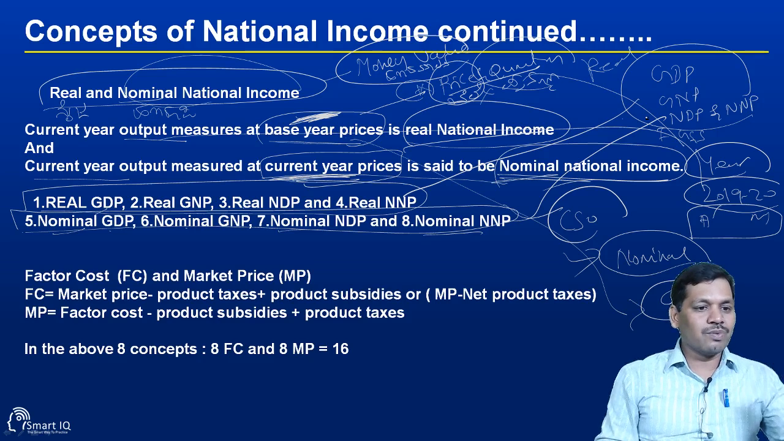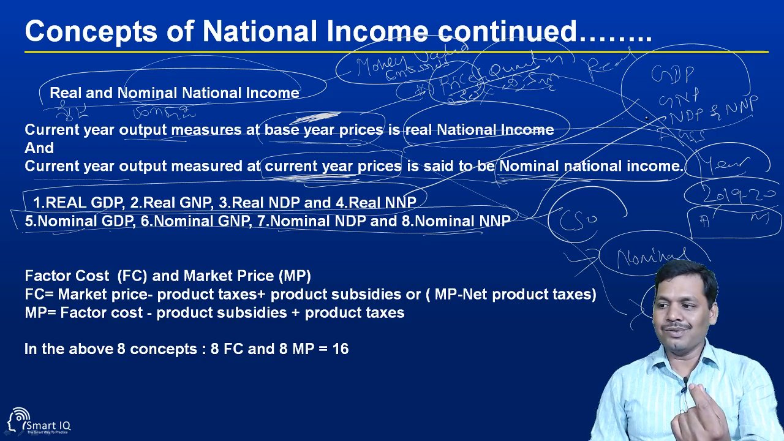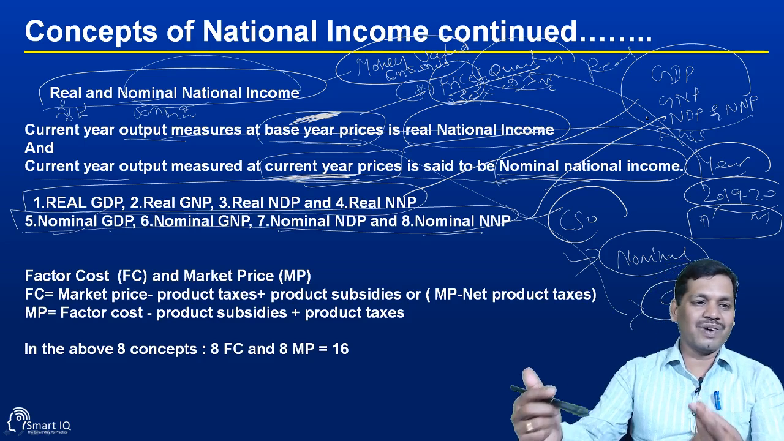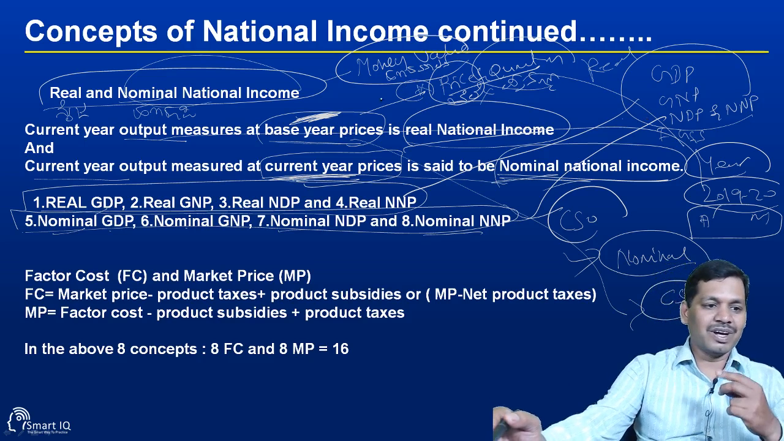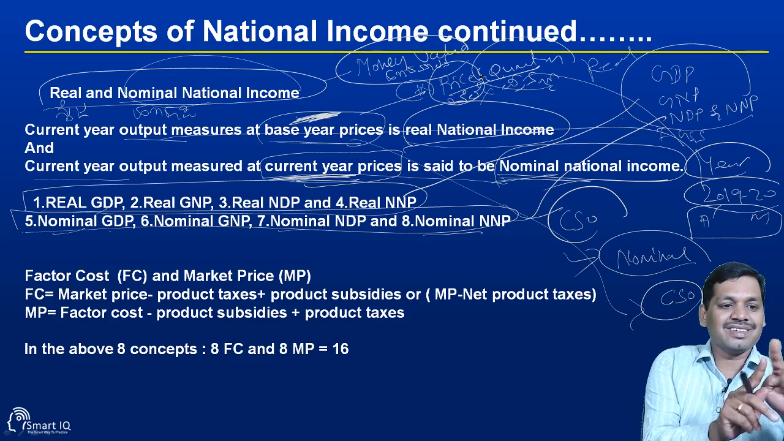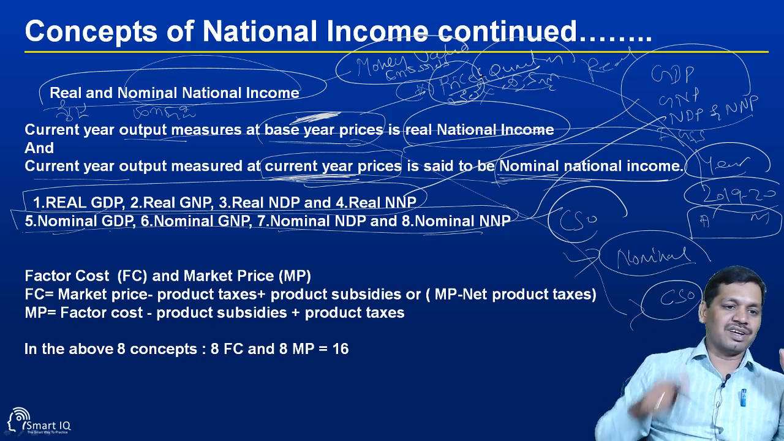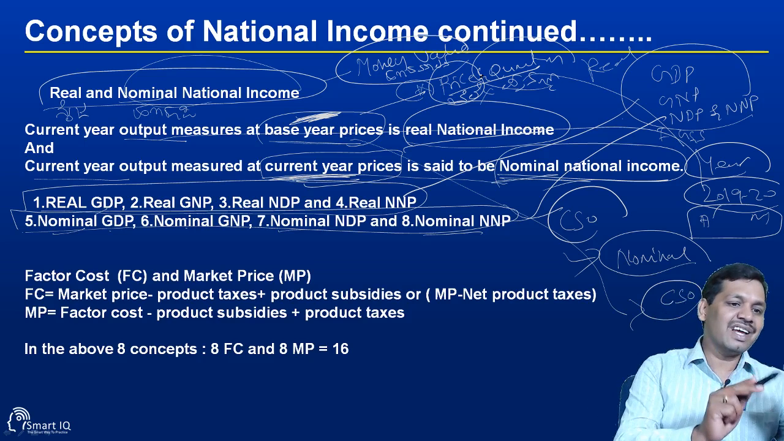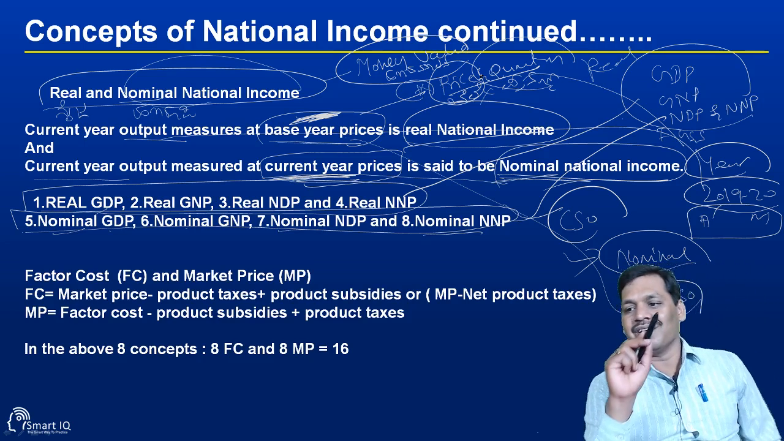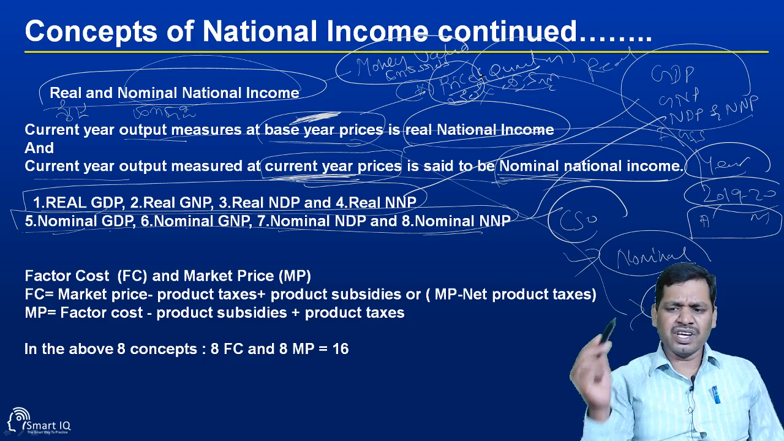So, the 4 buzzwords which I told you. The first one, your money value, price into quantity. Just within that price I am making the difference. If you take the base year price, that is real GDP. If you take the current year price, that is your nominal GDP, or nominal GDP, GNP, NDP or NNP.